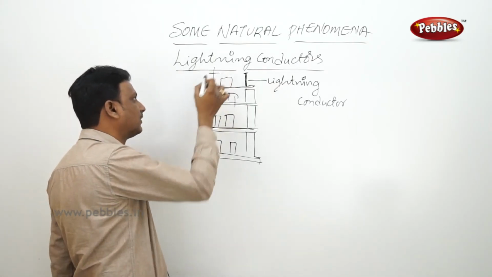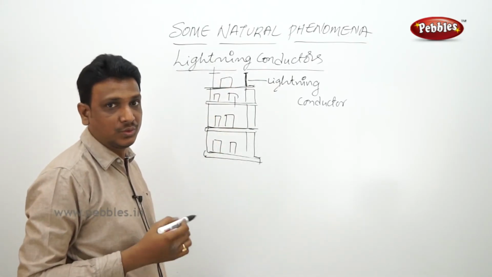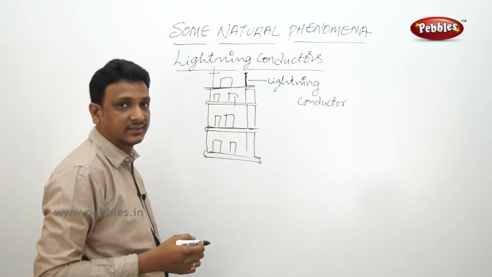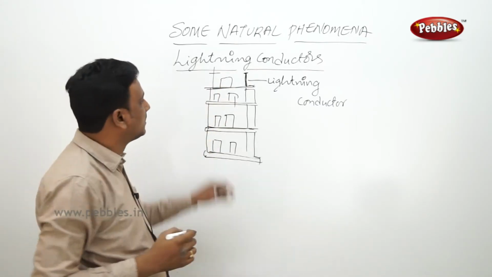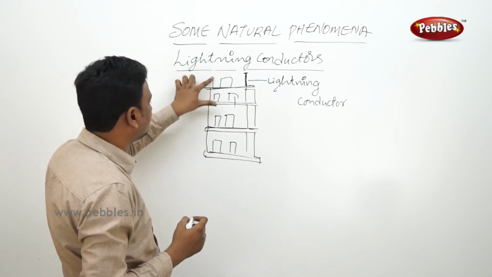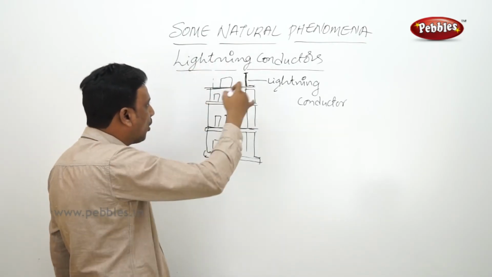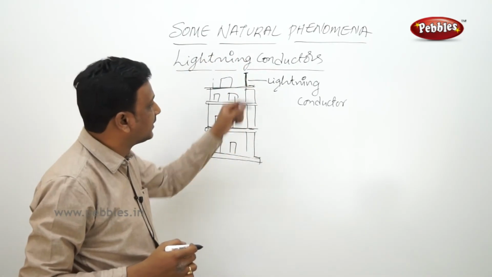Don't keep a pole for your clothes to dry. Don't keep any pole which is taller than the lightning conductor, or else it will take the electric discharge. See that the other poles and other things on the top of your building are lower than this lightning conductor. This should be the tallest one.